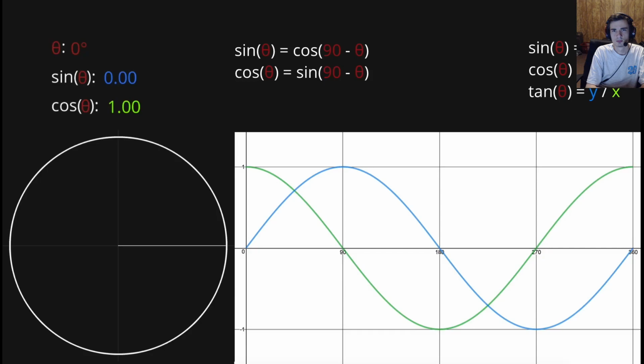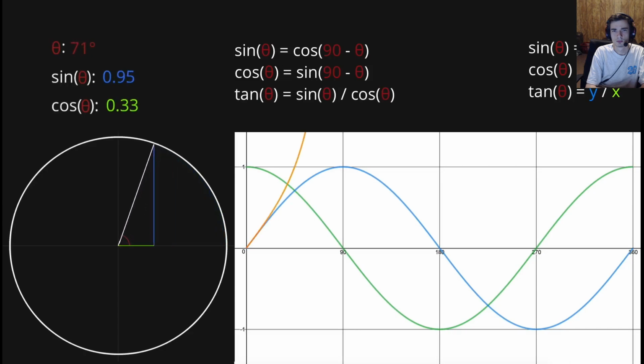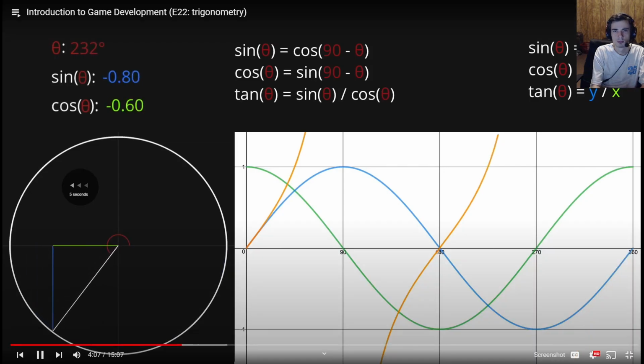Now, what about the tan graph? Well, tan theta gives us the ratio y over x, so it's equal to the blue line divided by the green line. This means that tan theta is equivalent to sine theta over cos theta. Anyway, let's plot tan theta. Unlike sine and cosine, which are both in the range -1 to +1, tangent has a range of -infinity to +infinity.